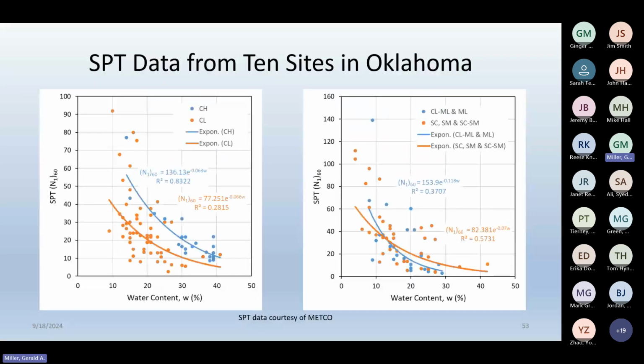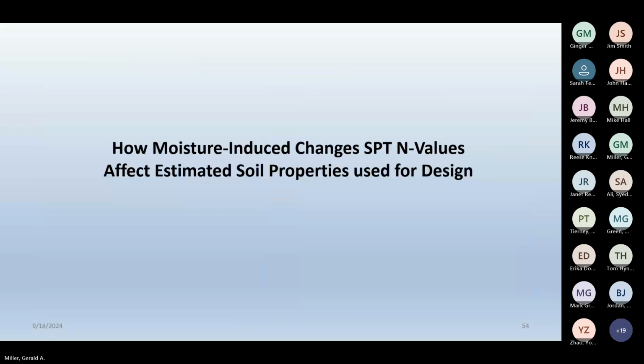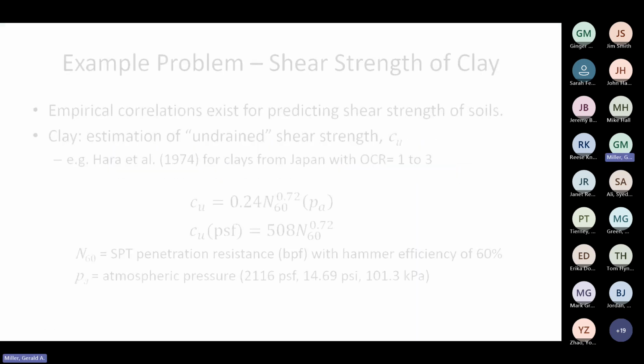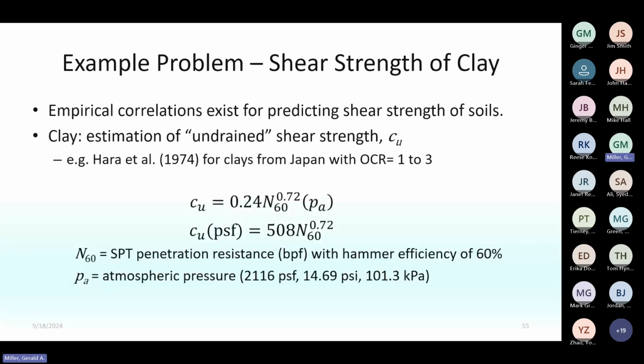Okay, so then the question is, how does this affect the estimated soil properties used for design? First, I'm going to just use it to estimate undrained shear strength. And again, using SPT to estimate undrained strength is not ideal, but often it's the only measure of strength we have for a project. I'm sure many of you have had projects where all you have is SPT and soil properties. So if that's all I have, I'm going to use it, keeping in mind that there's a lot of uncertainty with it.